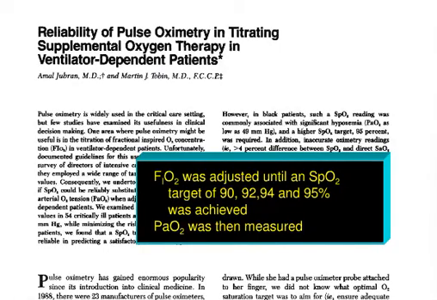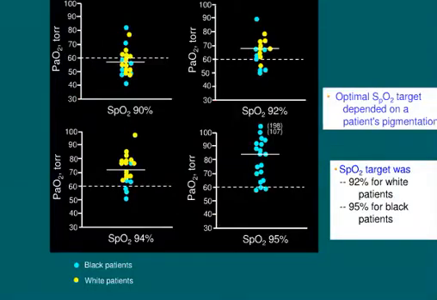We undertook a study to see, is pulse oximeter reliable in titrating the FiO2 in vented patients? And what we did is we adjusted the FiO2 until we reached 4 SpO2 targets: 90, 92, 94, and 95. Then we measured the PO2. And what we found, here are the 4 different targets I just mentioned, is that the optimal SpO2 target depended on the skin's pigmentation. An SpO2 target to aim for when you're titrating the FiO2 was 92 for white patients, whereas black patients required a higher FiO2 of 95%.